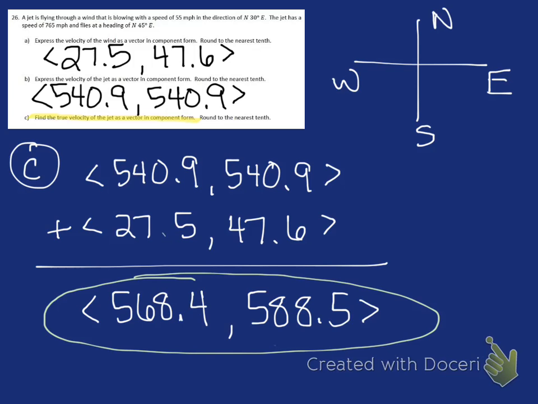And so this is the horizontal and vertical component of the jet after we account for the fact that the wind is pushing forward and adding to its speed.